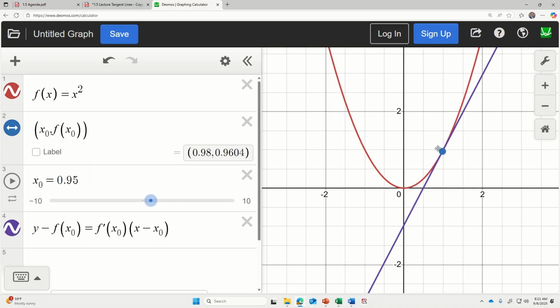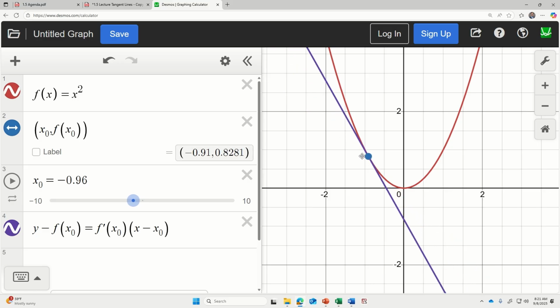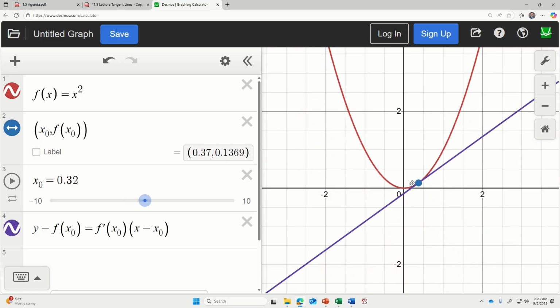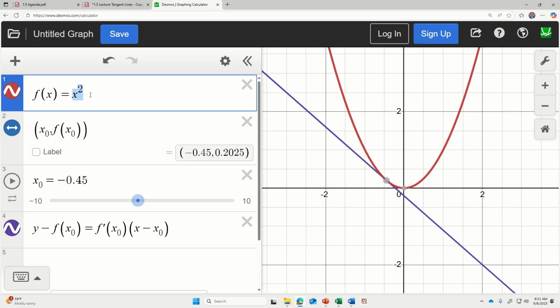Now I can still take the point and drag it around and see what the tangent lines of this parabola look like. And so on.